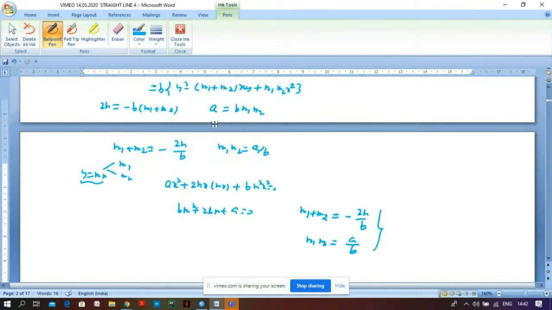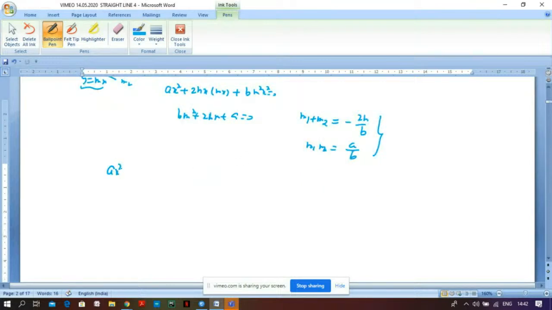Now there are a pair of lines passing through the origin. If you have something like ax squared plus 2hxy plus by squared plus 2gx plus 2fy plus c is 0, this is a second degree curve. The necessary condition that it should represent a pair of lines is that abc plus 2fgh minus af squared minus bg squared minus ch squared equals 0.